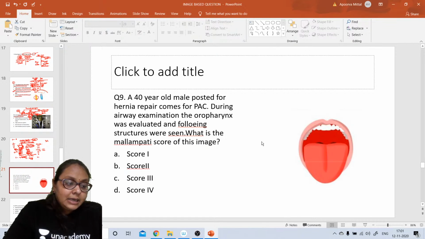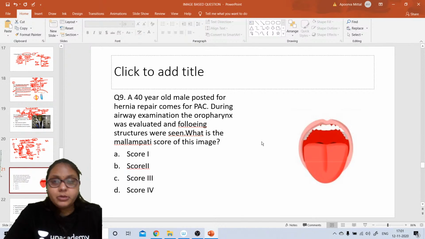Why is Mallampati scoring done? And what are the structures which are seen normally?